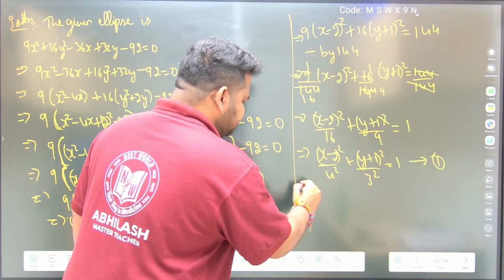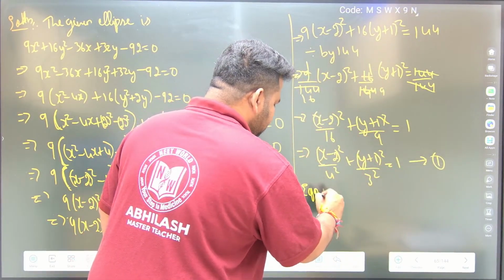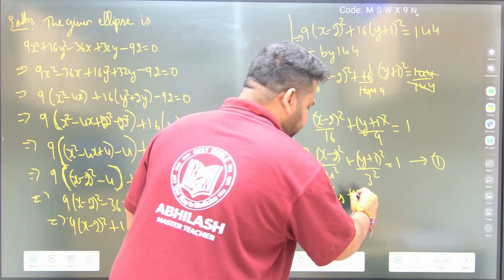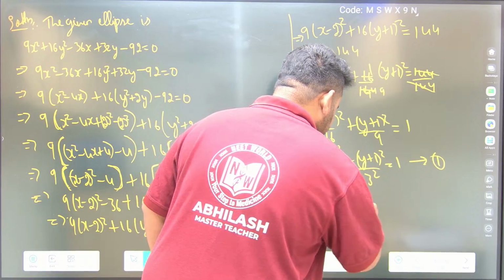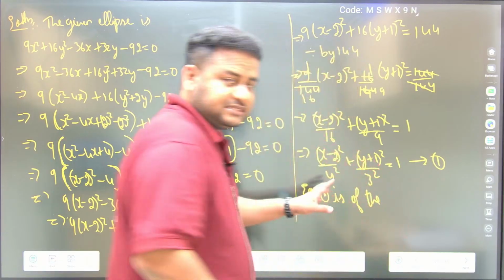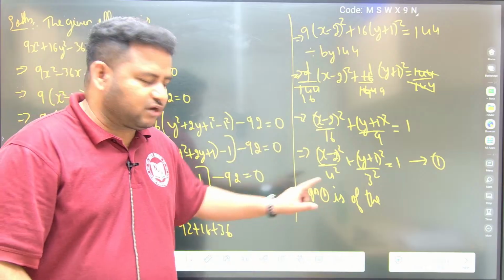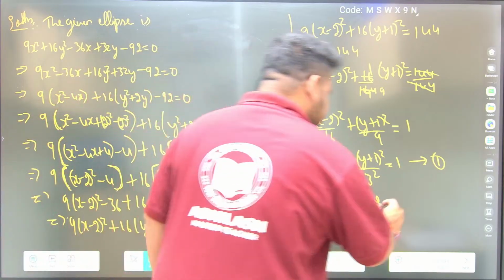Equation 1 is of the form. You have to write it. Very important step. Then only you will get marks. This step carries 1 mark. You have to write this. Very important. Don't directly solve it.